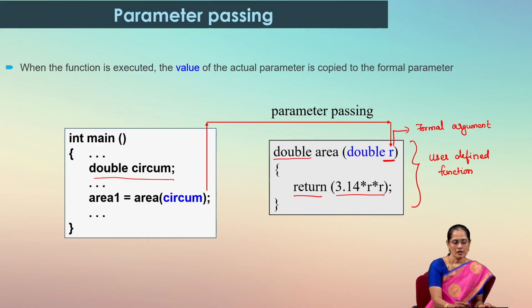So, here we will come back to the main function. In the main function, we are declaring a variable which is of double type, and also we are declaring one more variable, area1, which should also be defined as double, because the return type of the function is double.